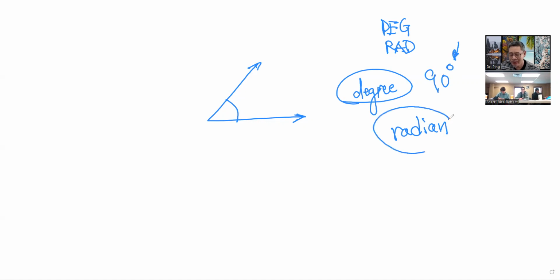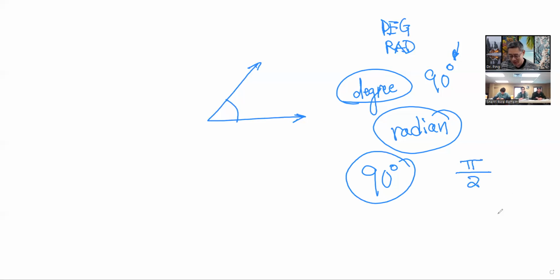And on the radian, do you remember what 90 degrees is equivalent to in the radian measure unit? So 90 degrees is equivalent to half pi. Okay, do you remember that? Okay, 180 is pi. Good.